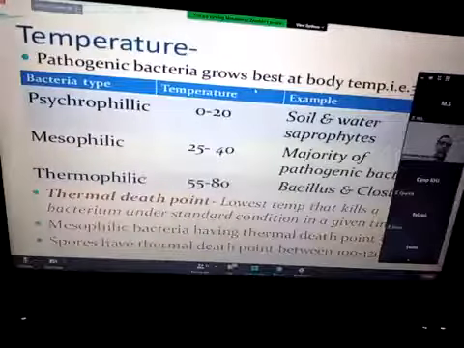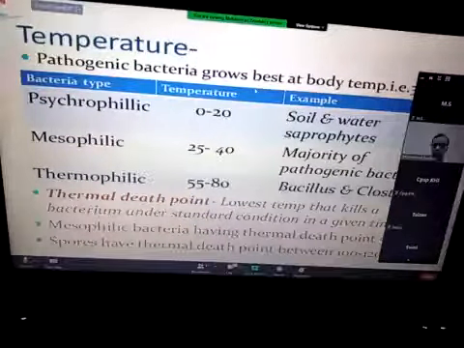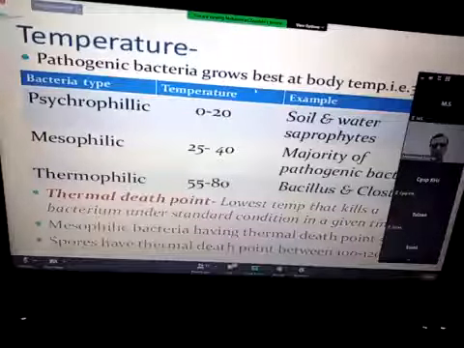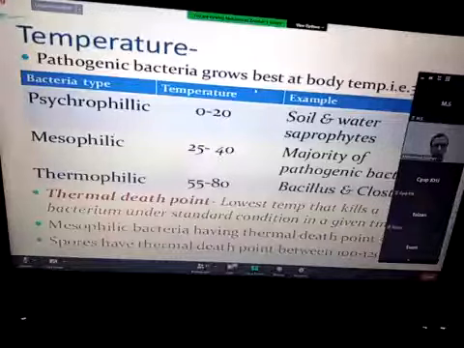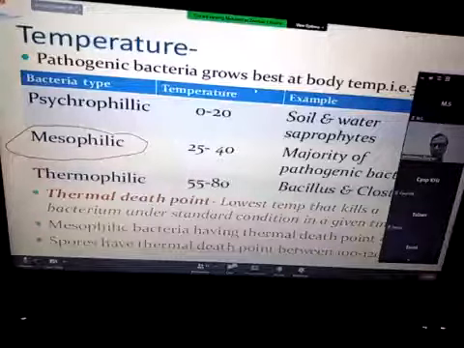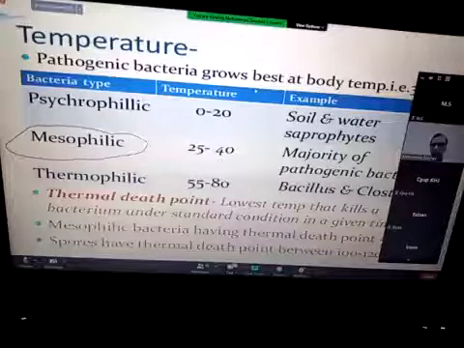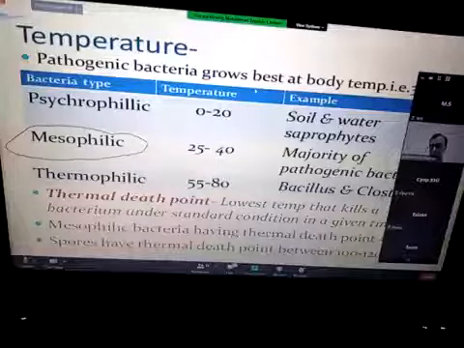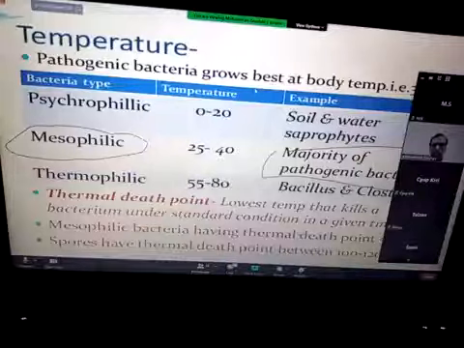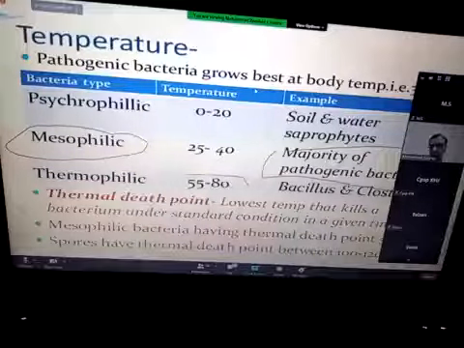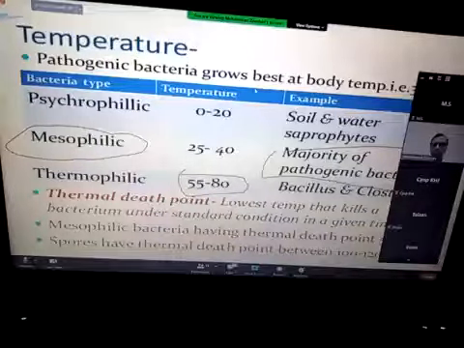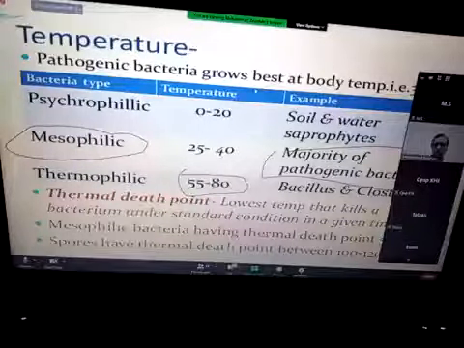Temperature is obviously essential for the growth of bacteria. The majority of pathogens, as I've told you, grow at this temperature. But the clinically important bacteria will die if we give them higher temperatures. We cannot grow thermophilic bacteria in the laboratory, but we use this temperature as an important tool for checking the sterilization process.